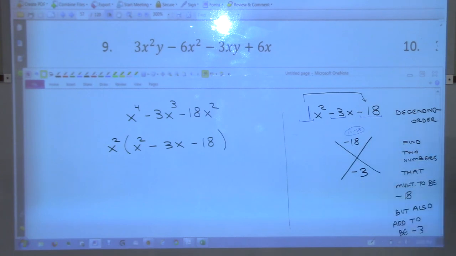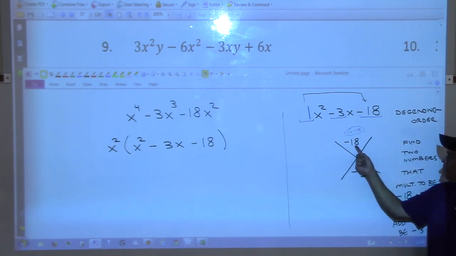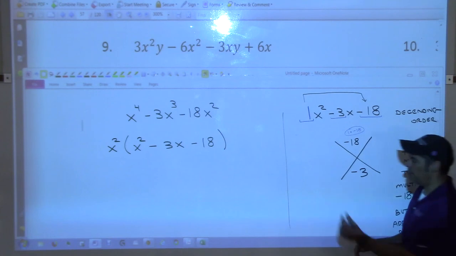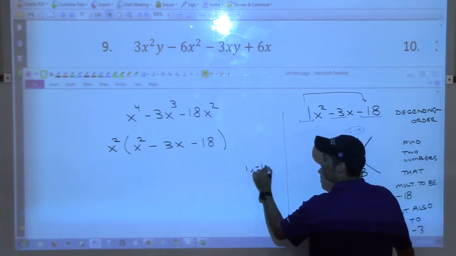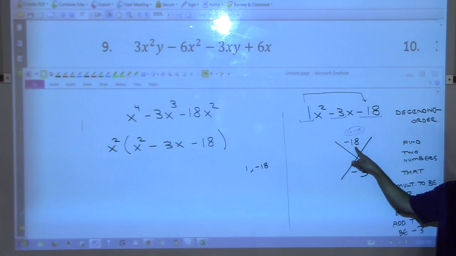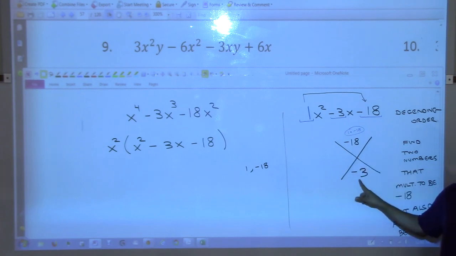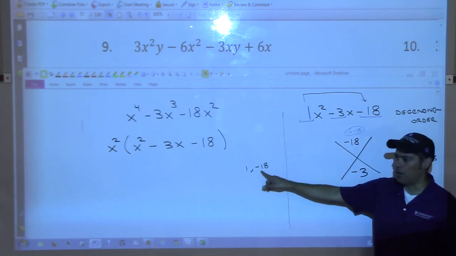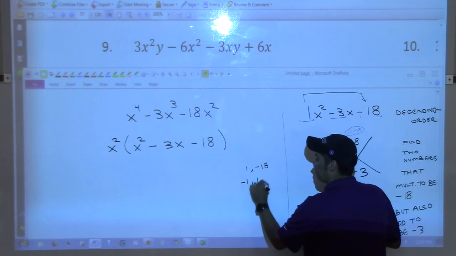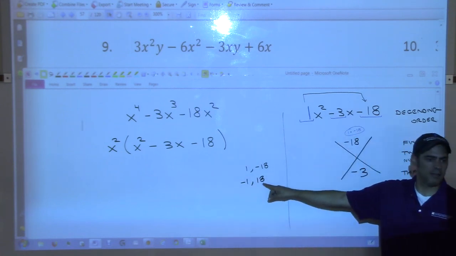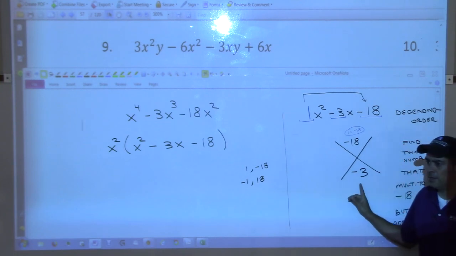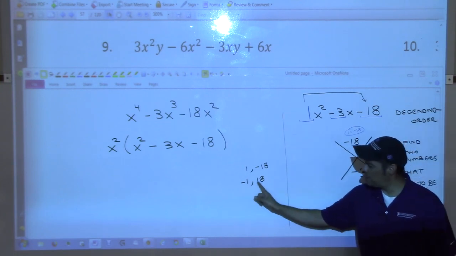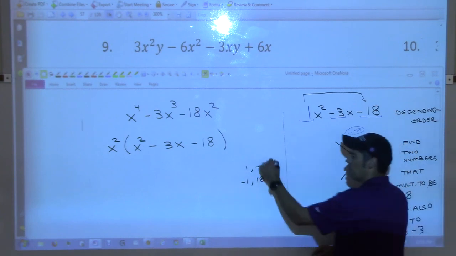So let's start thinking about numbers that do that. I need to come up with 2 numbers that multiply to be -18. I'm just going to make a little list over here. How about 1 and -18? Wouldn't those multiply to be -18? Yes. But do they add up to be -3? No, they don't, so this wouldn't work. How about this way? Do those 2 numbers multiply to be -18? Do they add up to be -3? No. What would these add up to be? This would add up to be -17. So this doesn't work.